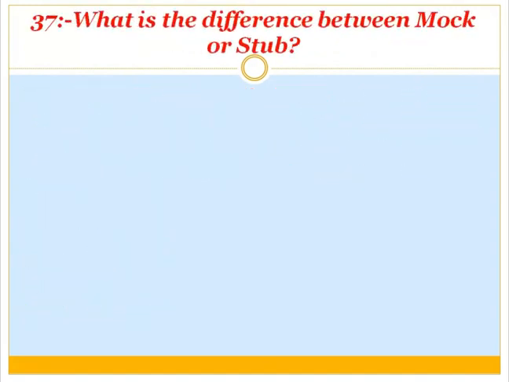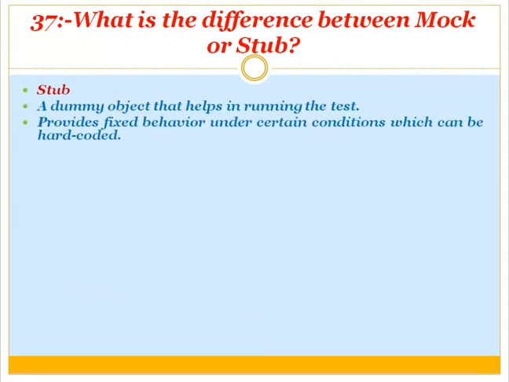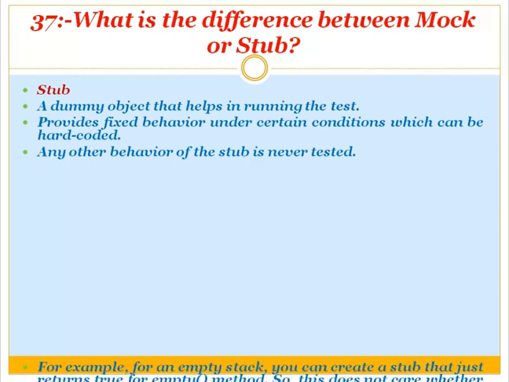What is the difference between mock and stub? So what is a stub and what is a mock? A stub is a dummy object that helps in running the test. It provides fixed behavior under certain conditions, which can be hard-coded. Any other behavior of this stub is never tested.